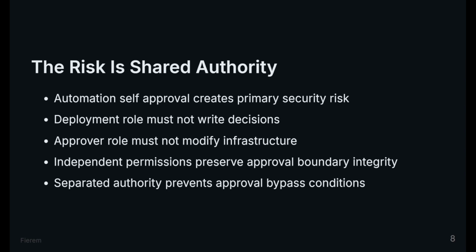On a submarine, one sailor can perform a step correctly and still miss the operational risks. A second qualified watchstander breaks the tunnel vision. Manual approval works the same way. The safety comes from separated authority, not from ceremony.